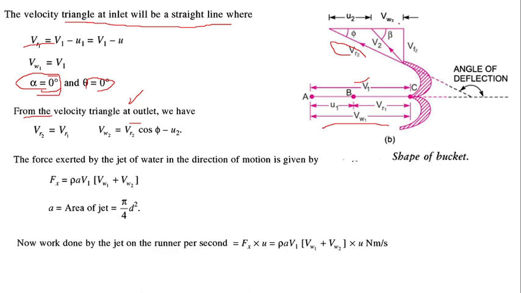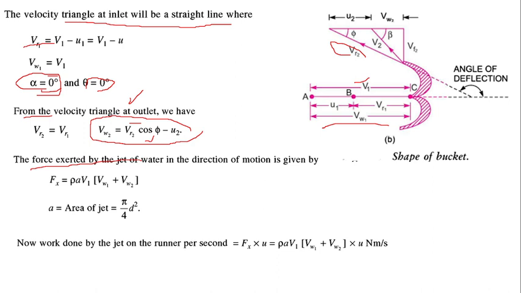Vw2 is equal to VR2 cos phi minus U2. This is based on trigonometry, whereas cos phi is equal to Vw2 plus U2 by VR2. We need Vw2, so here it comes VR2 cos phi minus U2.